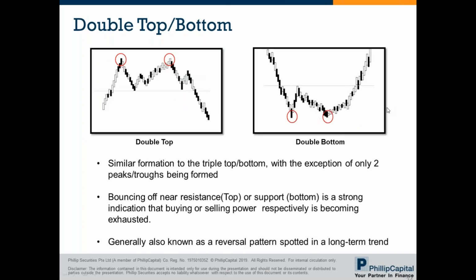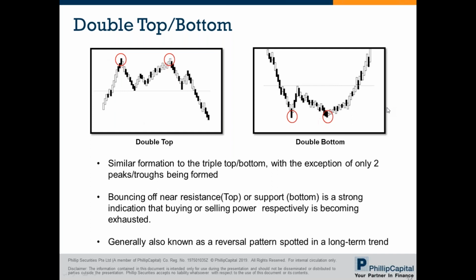So now we move on to the double top and bottom. It carries the same concept as the triple top and bottom. Just in this case, instead of 3 peaks, there are 2 peaks or 2 troughs being formed that define the double top or double bottom. Again, it is seen to be bouncing off the near resistance or the near support. In terms of price action, this is an indication that buying or selling power is becoming exhausted.